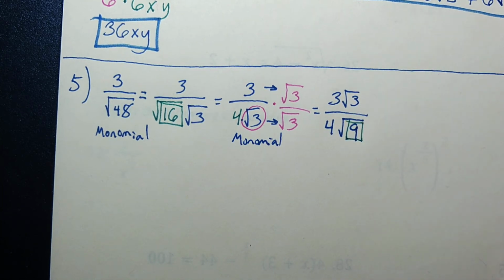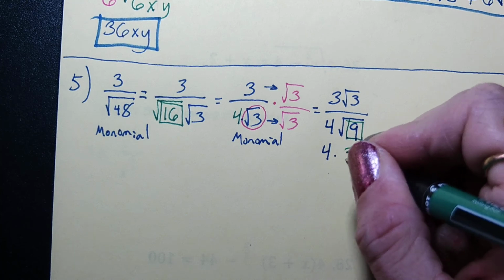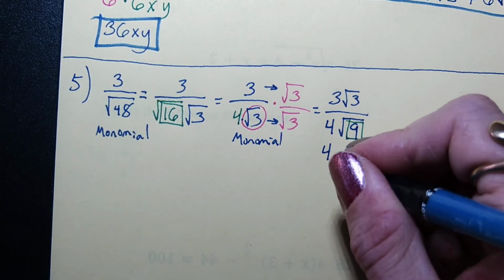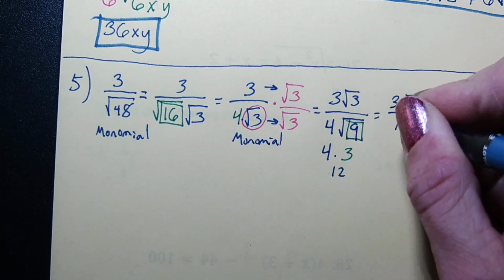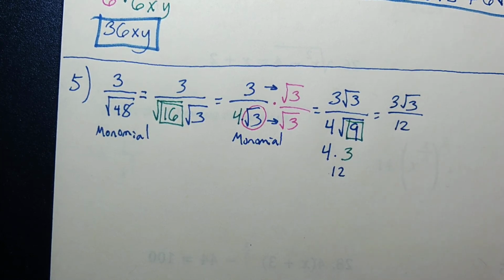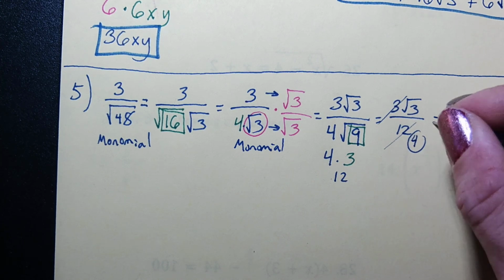And if you're like, there's still a radical in the denominator, Miss Caro, not for long because the square root of 9 is 3. And 4 times 3 gives us 12. So 3 rad 3 over 12. And can I simplify that just a little bit further? We can take a 3 out of the top and the bottom. Ooh, and that leaves me with 4.